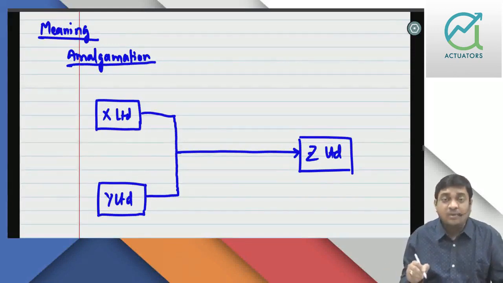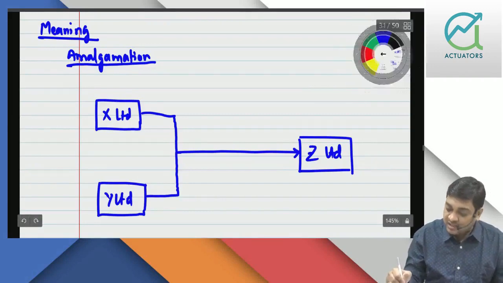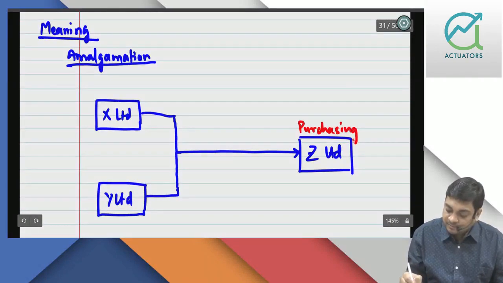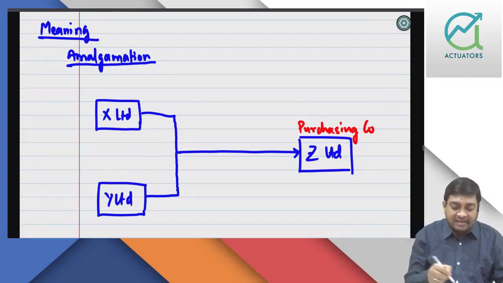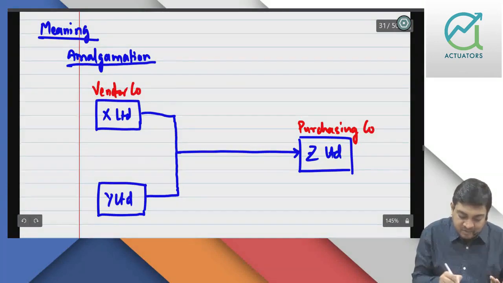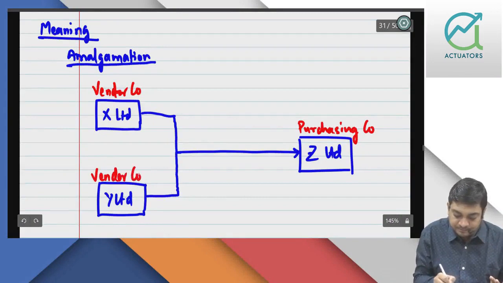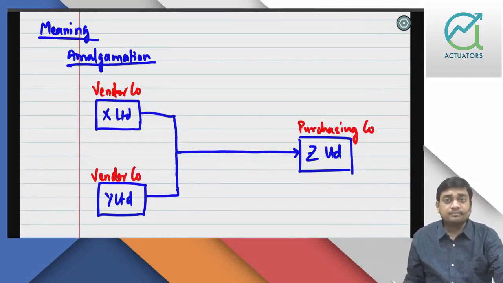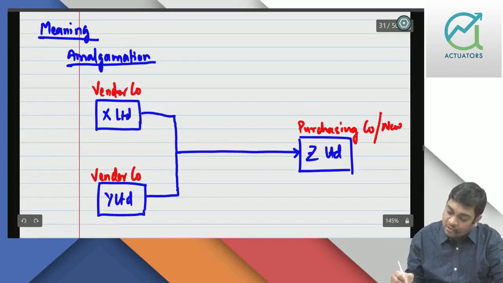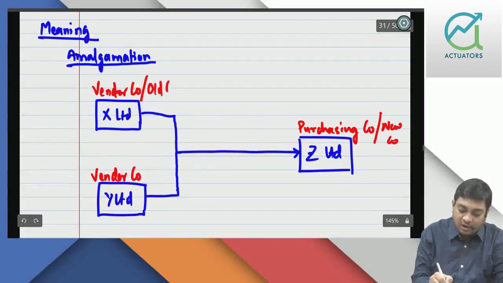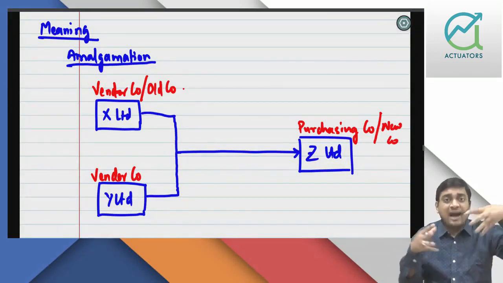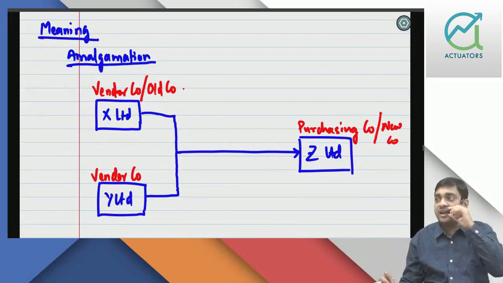So this new company which is formed is known as the purchasing company, right? This X Limited and Y Limited will be known as vendor company. So this purchasing company is also called the new company, and this vendor company will also be called the old company. So basically X Limited and Y Limited have amalgamated, they have combined their business activities and they have formed a new company, that is Z Limited.